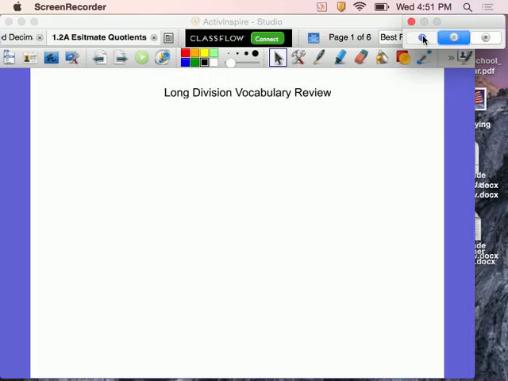Okay, so today we're going to move on from multiplying to dividing decimals. But we're first going to start with division vocabulary review and estimating quotients. So grab your foldable out and open up to the dividing decimals section, and we'll start with long division vocabulary review.